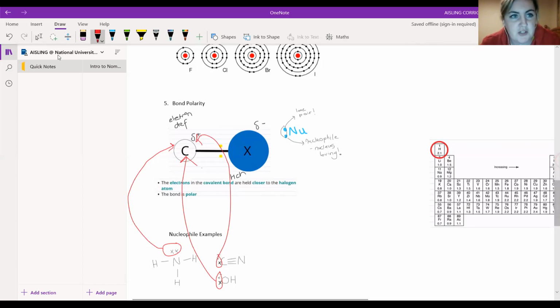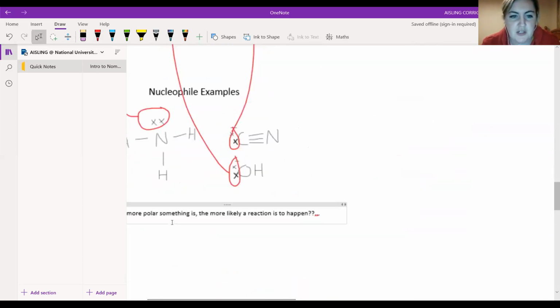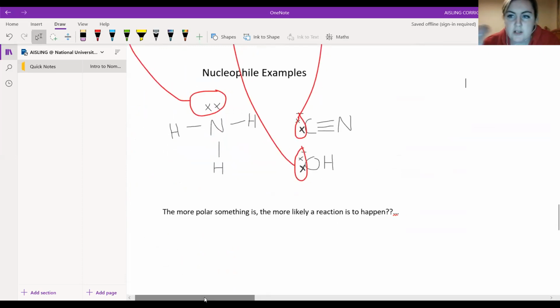Keeping that in mind, I'm going to pose a question to you. It wouldn't be chemistry unless we upset you a little bit. I want you to think about this question. The more polar something is, the more likely a reaction is to happen. To rephrase it, the polarity of a species allows it to be more reactive.